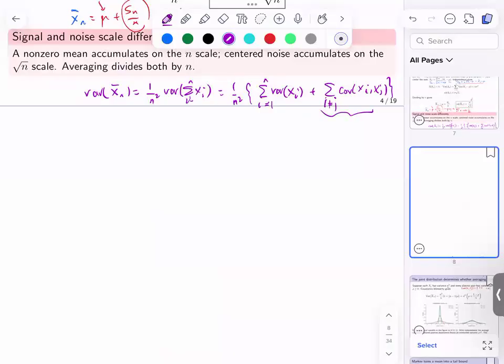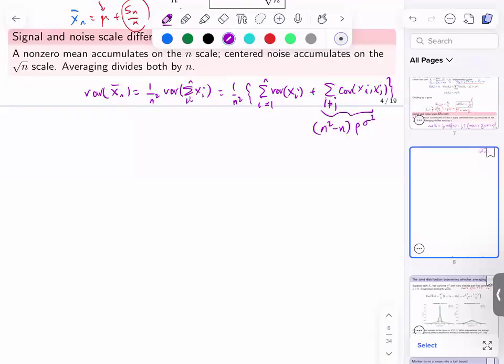So how many pairs are there? They're going to be n squared minus n. So it's really a matrix minus the diagonal. And all of them we're assuming to be rho, or rho times basically sigma squared.